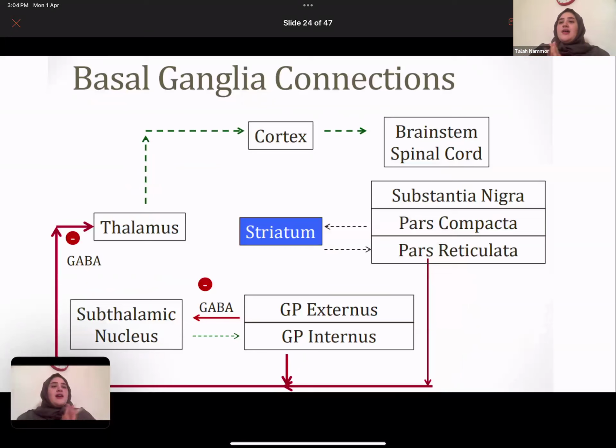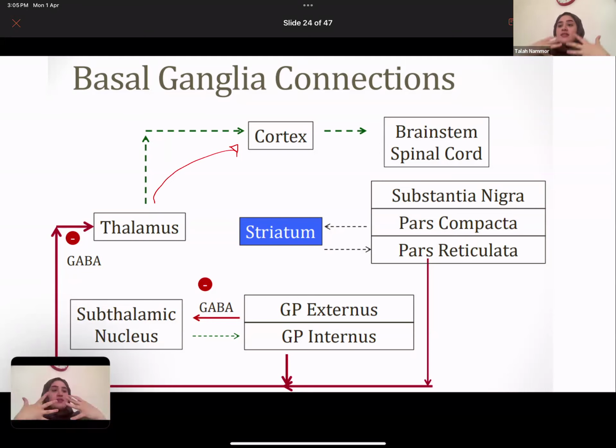Before we go into the pathways, guys, I want you to focus with me here. We have to know the baseline, before any pathway is active. Keep in mind the thalamus: the thalamus always wants to excite the cortex. If you can see here, we have a green arrow from the thalamus to the cortex. If it's not affected by anything, it will excite the cortex.